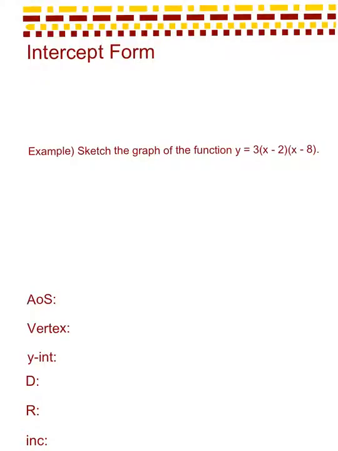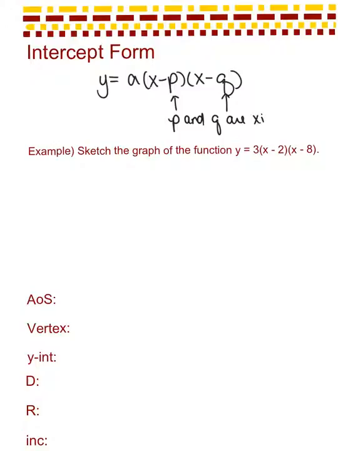Now let's talk about intercept form. So intercept form is usually y equals a times x minus p times x minus q. And the reason that this one is super useful is because p and q are x-intercepts.